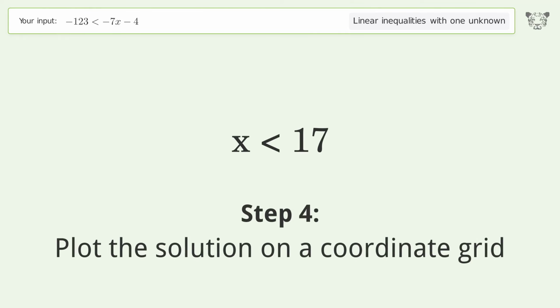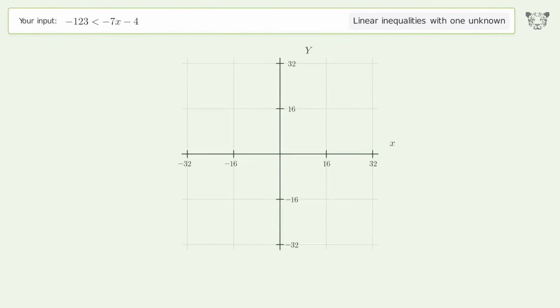Plot the solution on a coordinate grid. And so the final result is x smaller than 17.